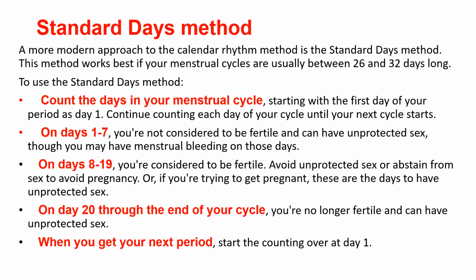On days 1 to 7, you are not considered to be fertile and can have unprotected sex, though you may have menstrual bleeding on those days. On days 8 to 19, you are considered to be fertile. Avoid unprotected sex or abstain from sex to avoid pregnancy. Or, if you're trying to get pregnant, these are the days to have unprotected sex. On day 20 through the end of your cycle, you are no longer fertile and can have unprotected sex. When you get your next period, start the counting over at day 1.